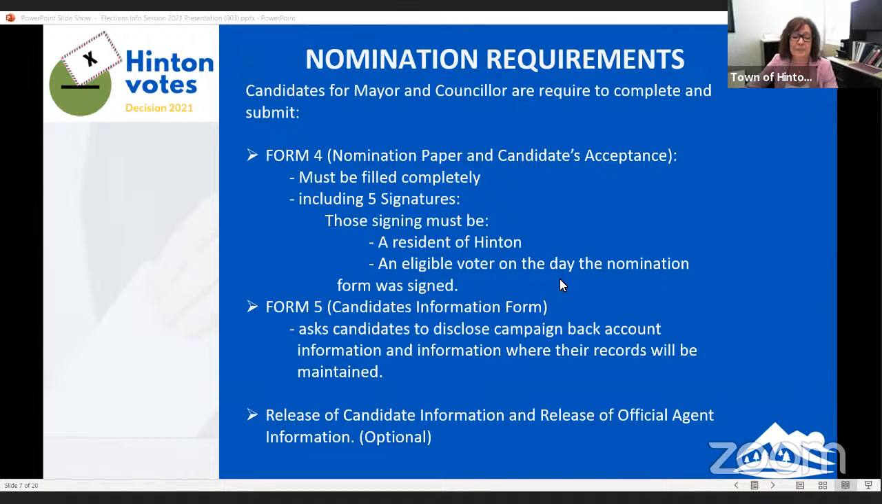And then also Form 5, which is the candidate information form. It asks the candidate to disclose campaign bank account information and information on where the records will be maintained. Also, there is a release of candidate information and a release of official agent information. These forms are optional.